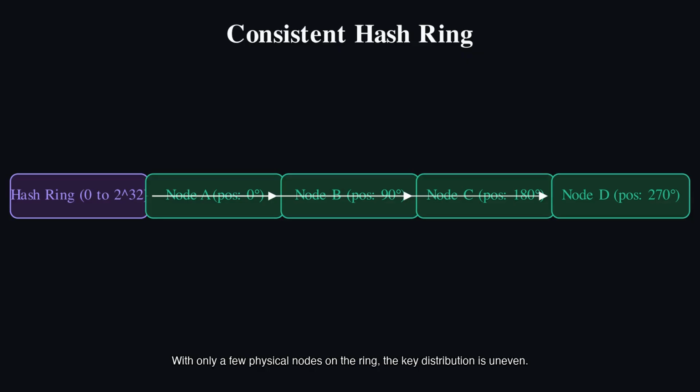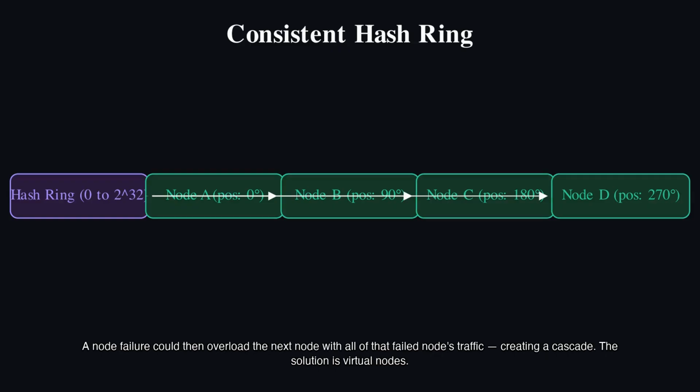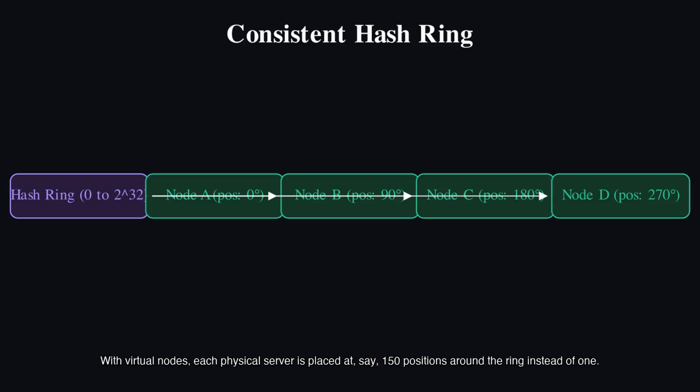There's a catch. With only a few physical nodes on the ring, the key distribution is uneven. By chance, some nodes might end up responsible for 40% of the key space, while others cover only 5%. A node failure could then overload the next node with all of that failed node's traffic, creating a cascade. The solution is virtual nodes.